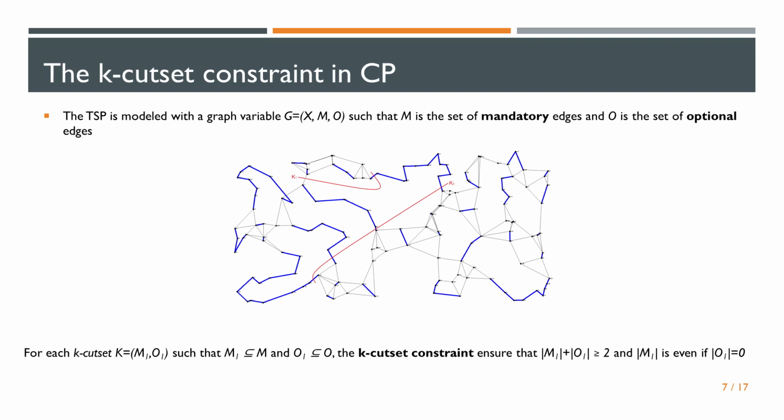So for each k-cutset, the k-cutset constraint ensures that M1 plus O1, the set of mandatory and optional edges belonging to this cutset, is greater or equal to 2, otherwise the graph is disconnected or there is a bridge. And it ensures that there is no cutset containing k mandatory edges such that k is odd. Indeed, M must be even if there are no optional edges, otherwise at each time we leave a component, we must return to the component, so that is an even number of edges.